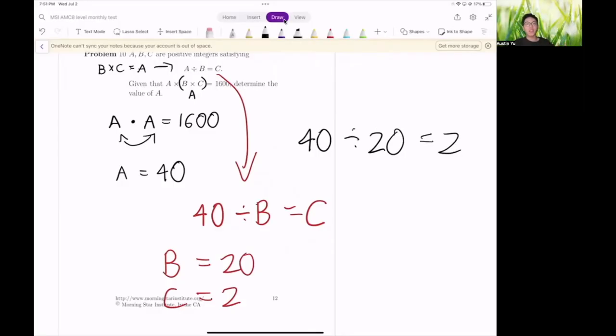But it's only asking us to determine the value of A. So you technically didn't even have to do all of this. I'm just showing you guys that it's logical. A is equal to 40. That's what the problem was looking for.